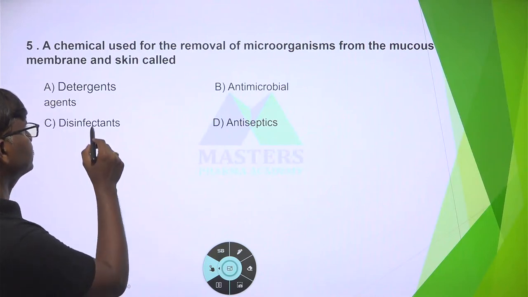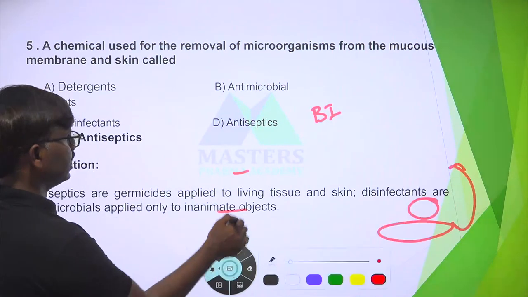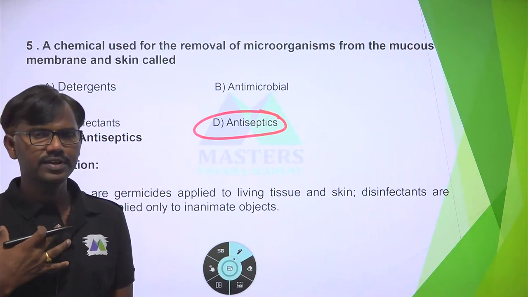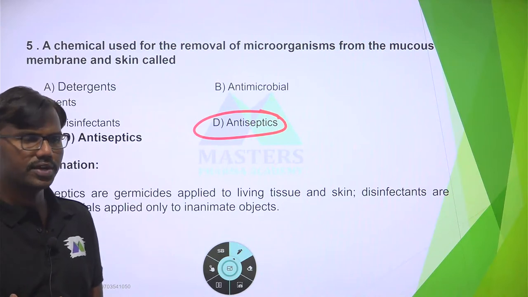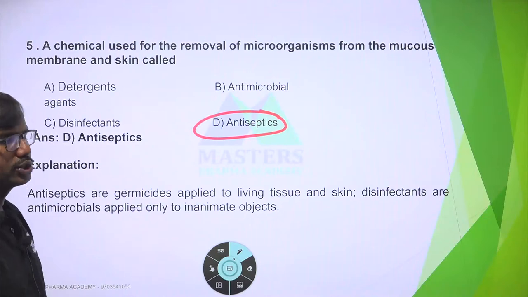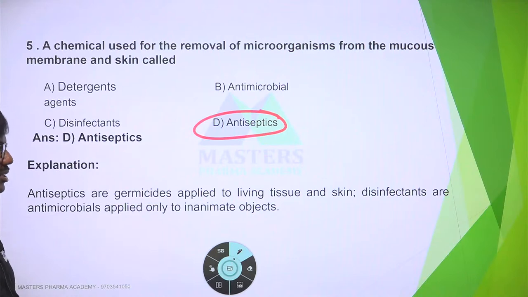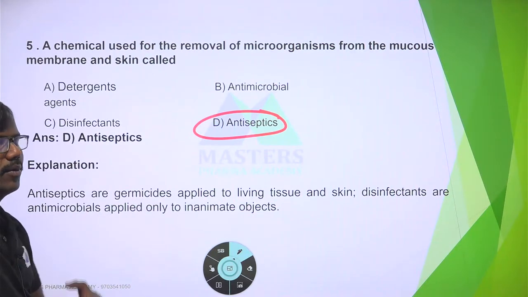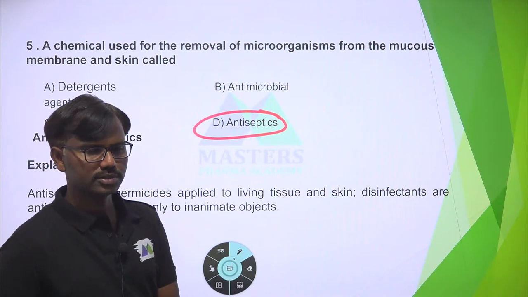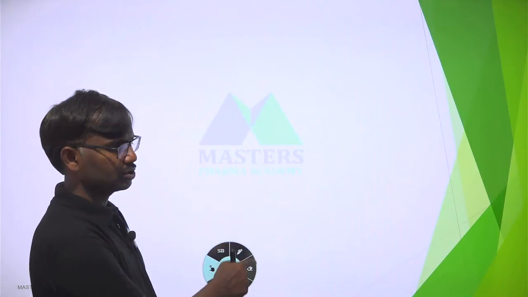The answer is antiseptics. Okay, the answer is antiseptics, right? Because on body organs, we use antiseptics, inside, mucous membrane, okay? Living tissue, skin, okay? Antiseptics we use on these, and disinfectants we use on objects, on surfaces. Okay, disinfectants we use on objects, on surfaces, right? This difference you must compulsorily remember, right? Okay, next question.